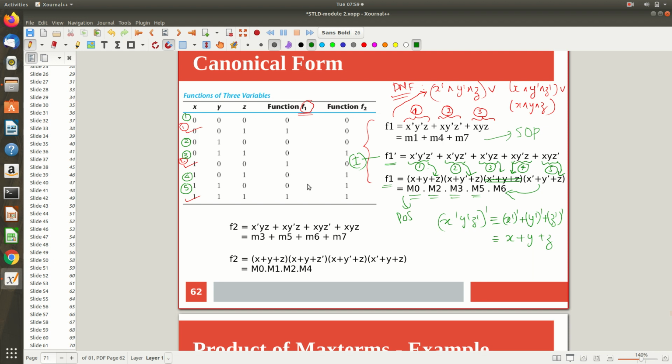Now the method is clear for you, so keep that in mind. You don't have to apply all this logic. You can directly write the SOP and POS term simply by looking at the truth table. We will see how it can be done with the help of the truth table now.